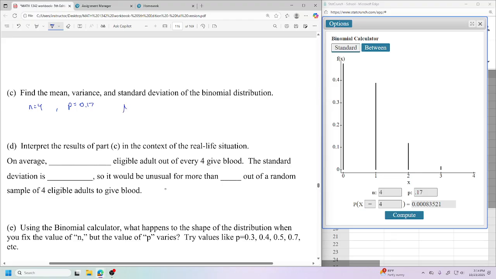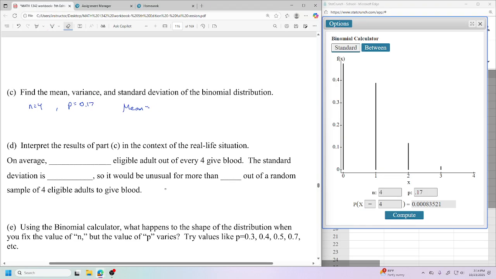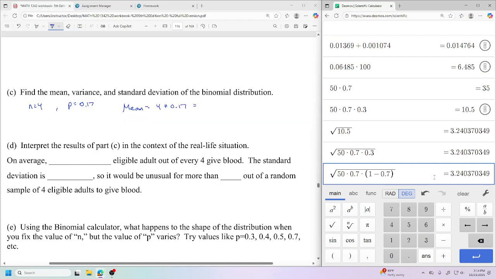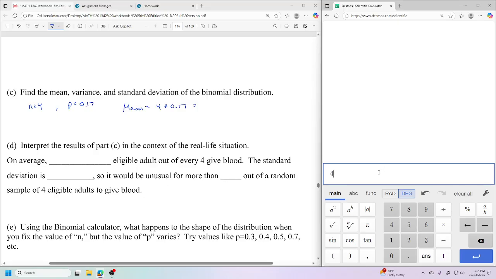So my mean, I'm going to just multiply these. So 4 times all this stuff. Definitely pull up the calculator for this one. Okay, so 4 times 17 there. Sweet. So that's the average. That's not a percentage. That's like people who donate. On average, you get 0.68 people who will donate blood or whatever it is.